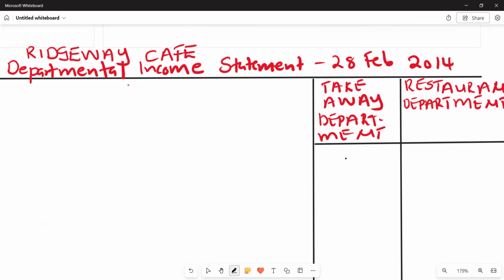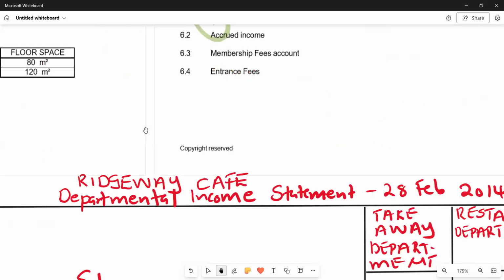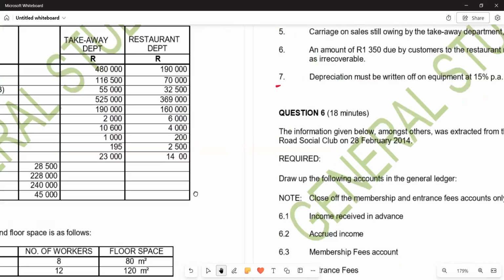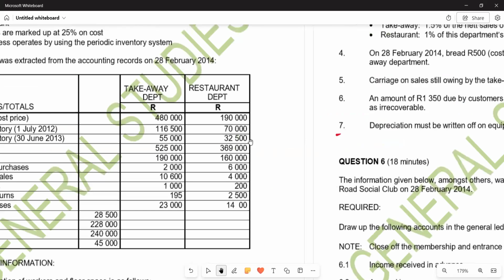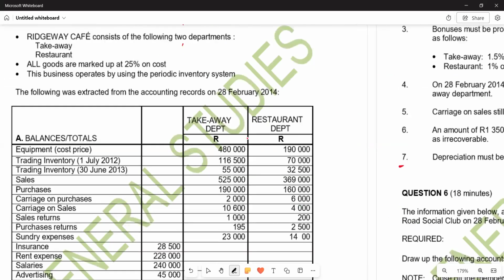So we say sales. We have some calculations to make that relate to the different columns, so we put them in brackets. For sales, we go to our question to find the figures relating to sales. Here, for the takeaway department we have 525,000, and for the restaurant department we have 369,000. These are the two figures we have.